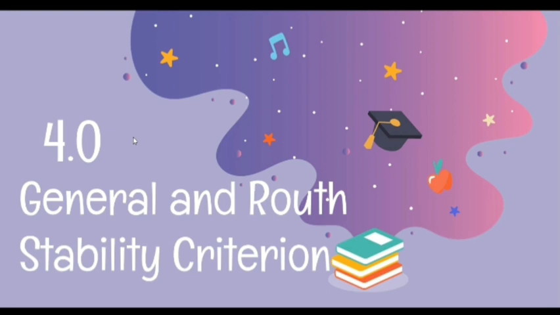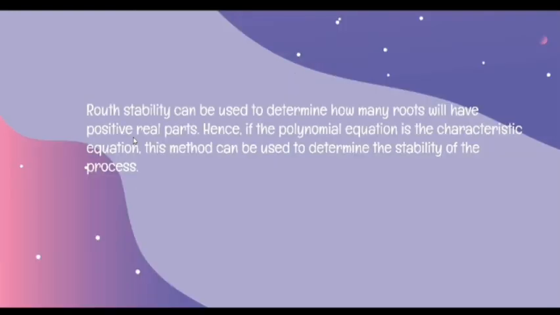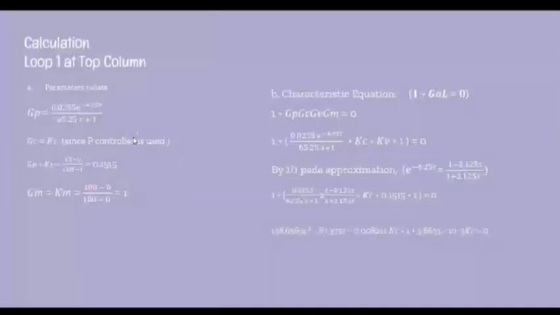Assalamualaikum, my name is Nur Rashid. I will present about the general Routh stability criterion. Routh stability can be used to determine how many roots will have positive real part. Hence, if the polynomial equation is the characteristic equation, this method can be used to determine the stability of the process. Based on our problem 3B, we want to find the range of Kc value by using Routh stability.